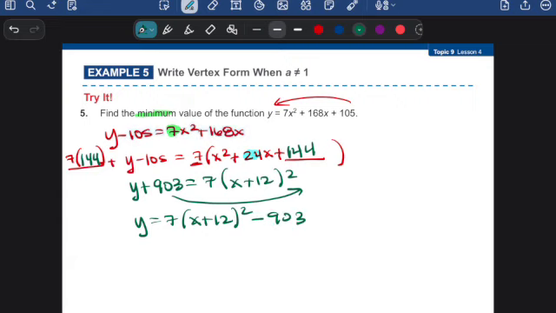I feel like if this were going to be a minimum, that this should be a negative. So either this is a typo and it should say maximum, or there's a typo and there should be a negative in front of the 7. But we have it in factored form. And so where is our vertex going to be? It's going to be at negative 12, opposite h, comma, negative 903. So the y value is going to be at negative 903.